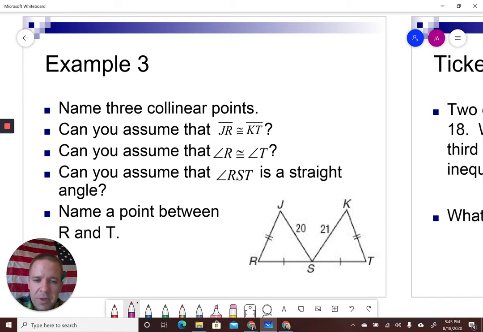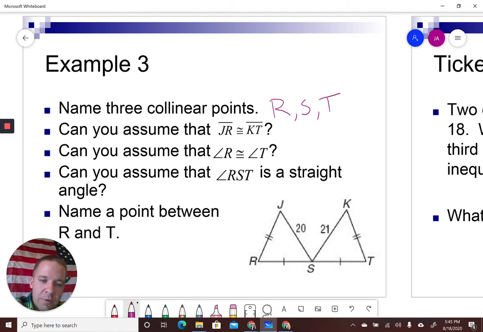So let's do a few things here. We want to name 3 collinear points. Well, they got to be on the same line. I can assume a straight line so that R, S, and T lie on line segment RT, or they lie on line RT if you were to continue it on forever. So R, S, and T, those guys are collinear.